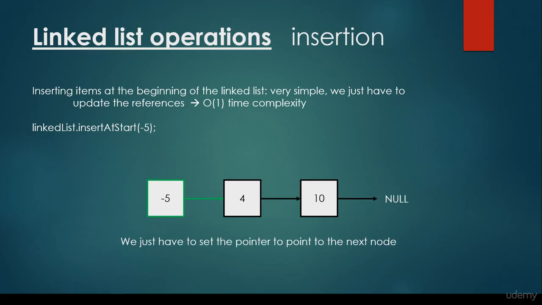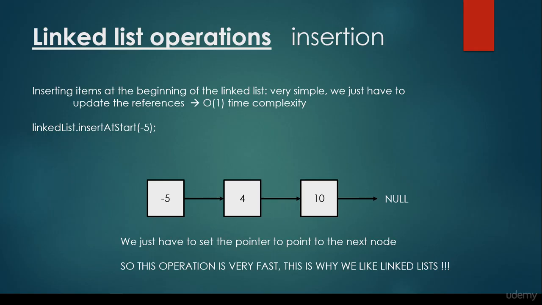What about if we would like to insert -5 at the beginning? We just have to insert it and we have to set the pointer pointing from the -5 to the next node, which is the 4 in this case. So if we are inserting items at the beginning, we just have to set this pointer pointing to the next node, which in this situation is the 4. So this operation is very fast, and this is why we like linked lists basically.